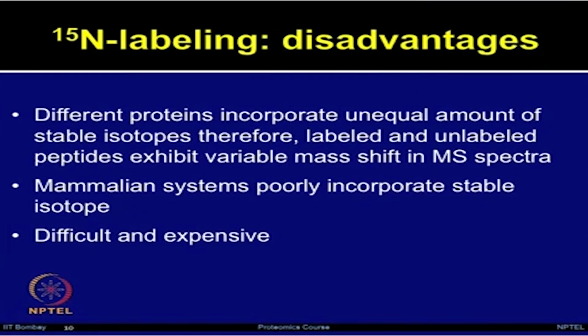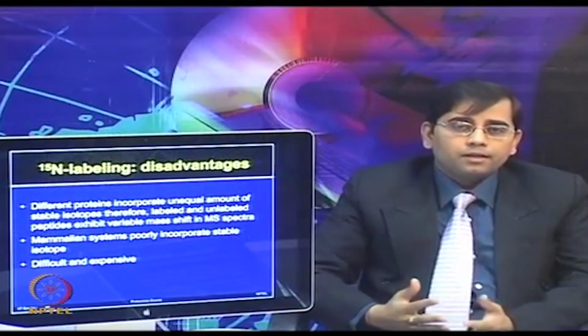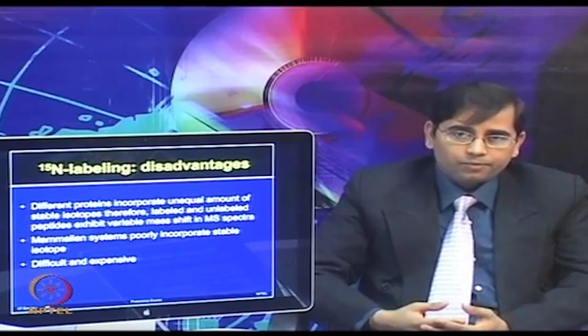Although 15N labeling is an easy method, there are various disadvantages. The protein incorporation in your control and treatment could be unequal due to these stable isotopes. Therefore, the labeled and unlabeled peptides exhibit variable mass shift in the MS spectrum. The mammalian systems very poorly incorporate these stable isotopes. Furthermore, this method is difficult and expensive. Due to these limitations, researchers have tried other labeling methods as well.